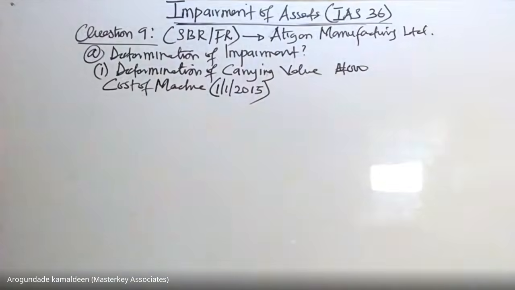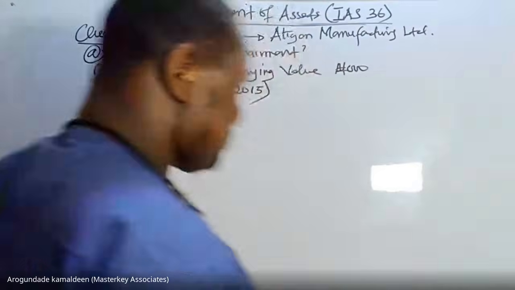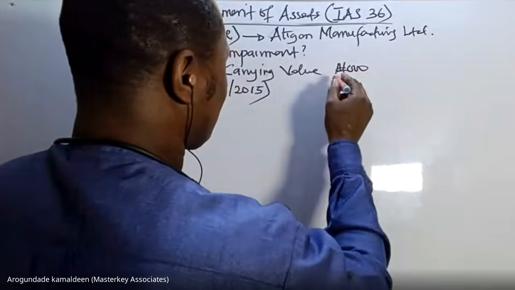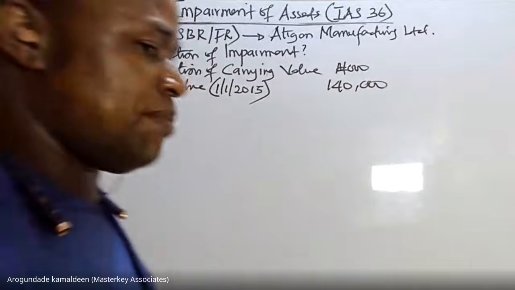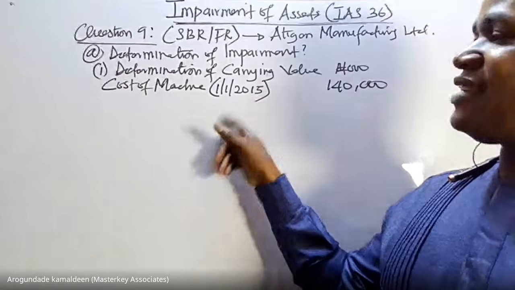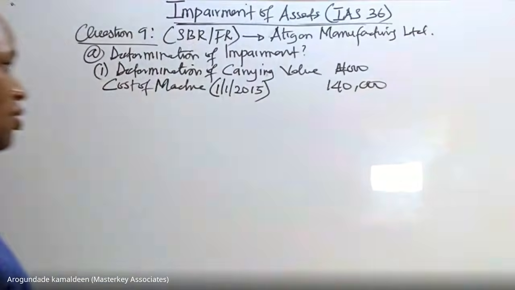You guys like this shortcut. Anyways, let's go. 140 million, right? 140 million. Of course it is there, but let me just show you. Now, how many years has this machine been used? 2 years? No, check. 3 years. 2015, 2016, 2017 December. Thank you. 3 years.